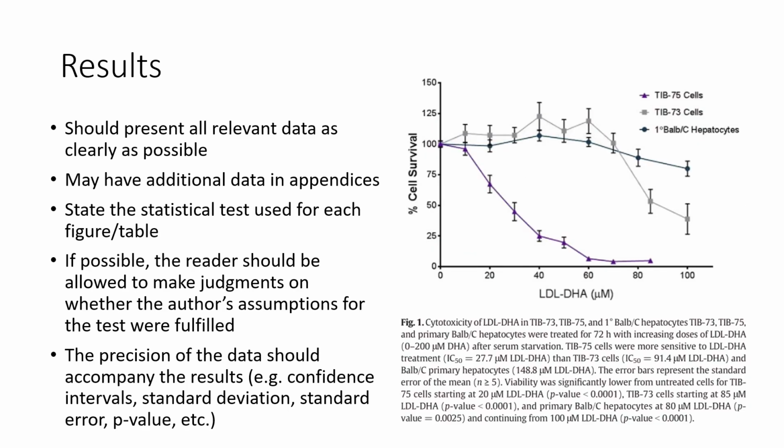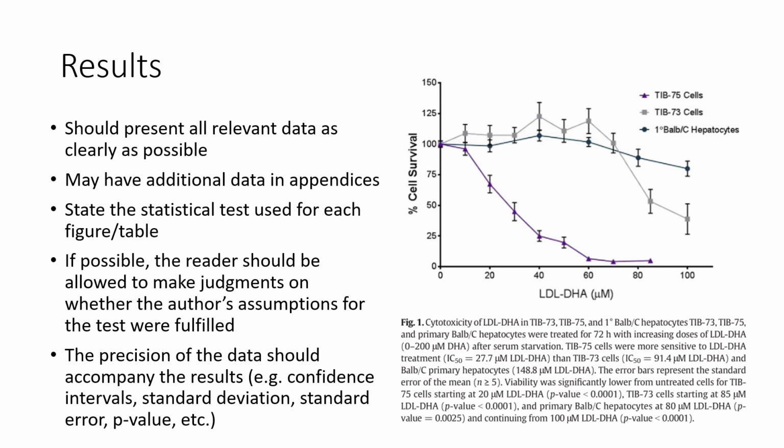The results of the paper should present all the relevant data as clearly as possible. So the authors are going to include their key figures that best illustrate their conclusions. They might have additional figures that weren't able to fit in the paper due to page limits. That can be included as a digital appendix on the journal's website that can be downloaded by the reader. And you should also state the statistical test used for each figure and table.